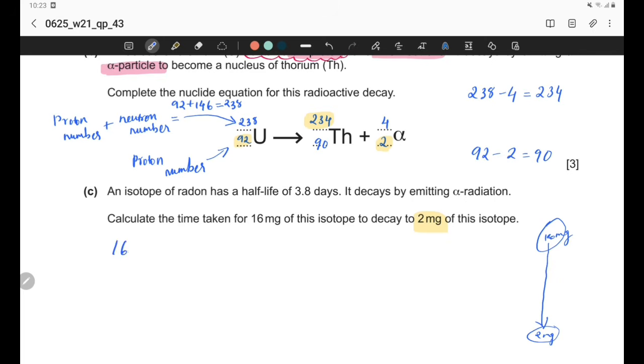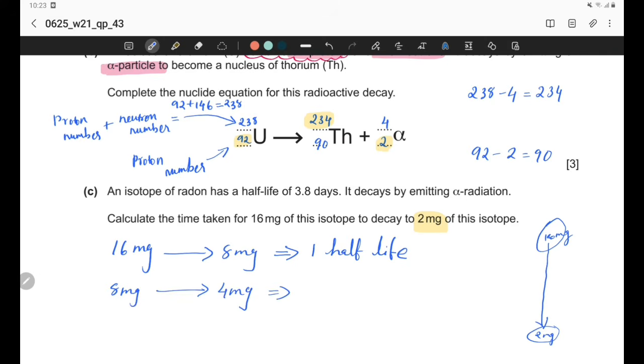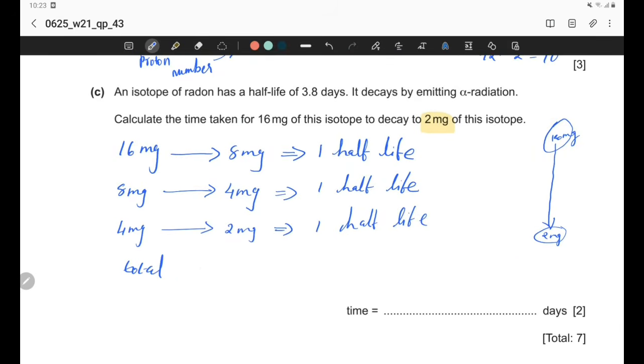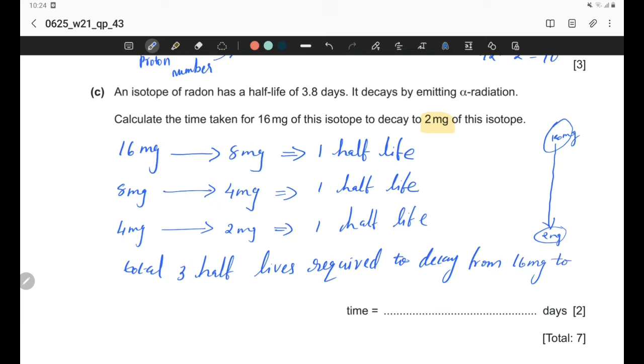So first, to go from 16 milligram to half of 16, that is 8 milligram, it will take one half-life. Then from 8 milligram to 4 milligram, half of 8, it will take another half-life. Then from 4 milligram to again half of this, that is 2 milligram, it will take one more half-life. So total 3 half-lives required to decay from 16 milligram to 2 milligram.